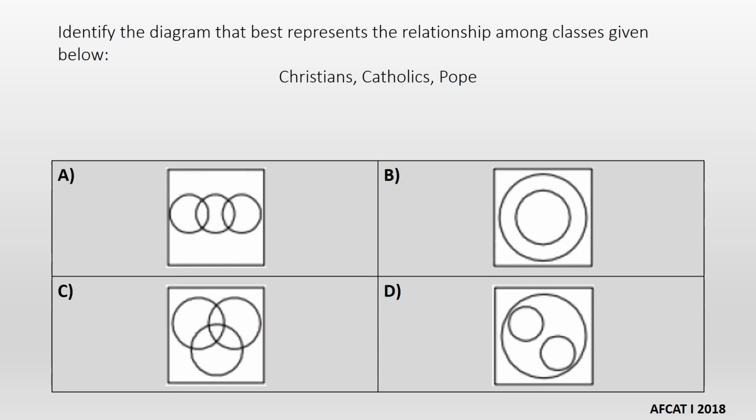In this we have to find the relation between Christians, Catholics and Pope. If we see, there are various forms of Christians, and they may be Catholics, they may be Orthodox and some others. So Catholics will come under Christians, and Pope is a person who is a Catholic. Means there is one person in the world who is Pope. So the most appropriate figure is B. However, in this figure there are not 3 circles, but all other 3 options are not valid.